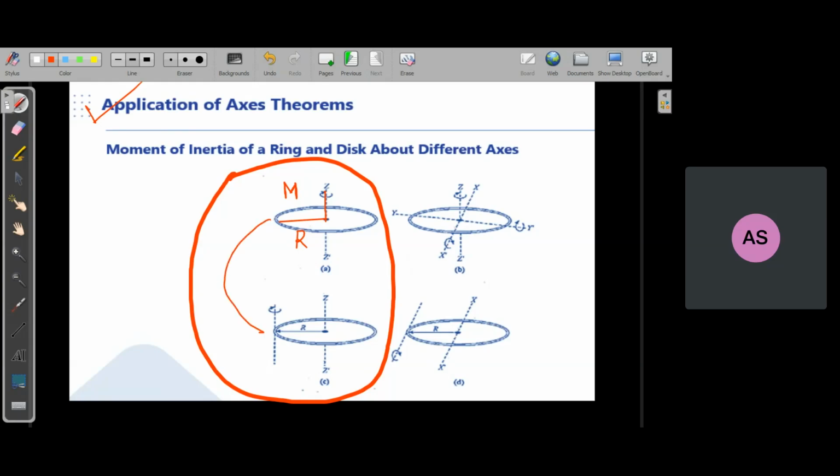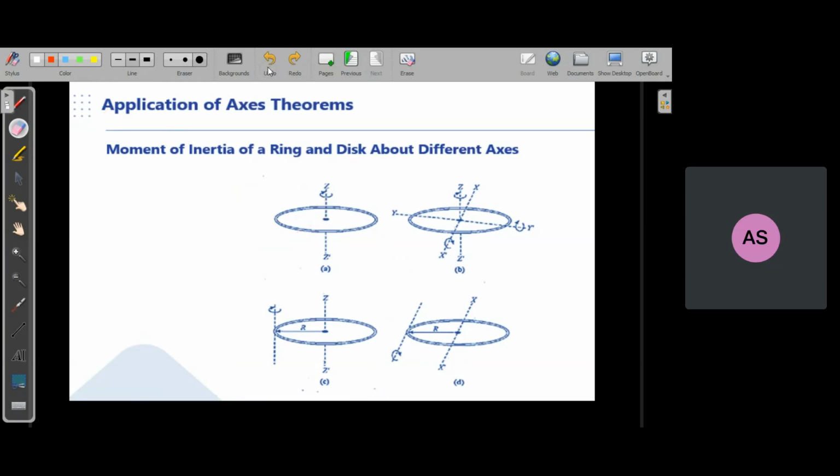This and this ring are the same ring. You have to find moment of inertia about this axis. Mass of this disk is m. Radius is r. Got the answer, right?